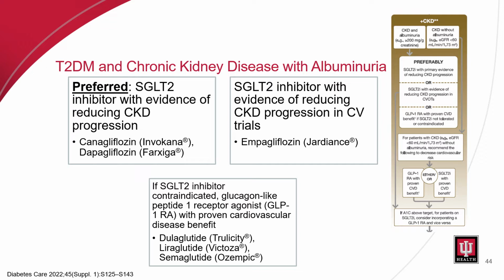Next, we'll move on to type 2 diabetes and chronic kidney disease. The guideline document and graphic provide two different breakdowns of chronic kidney disease. First, we'll discuss type 2 diabetes and chronic kidney disease with albuminuria, which they specify as an albuminuria of 200 milligrams per gram of creatinine or more. The preferred agent for these patients is an SGLT2 inhibitor with evidence of reducing chronic kidney disease progression, and that would be either canagliflozin or Invokana or dapagliflozin or Farxiga.